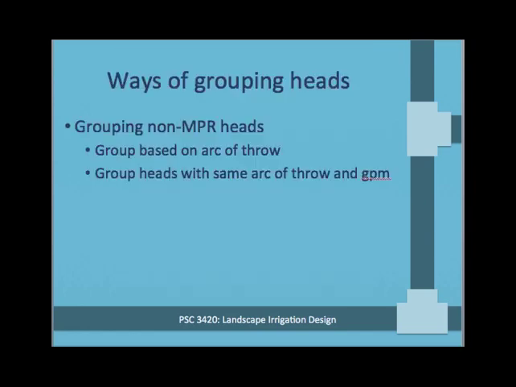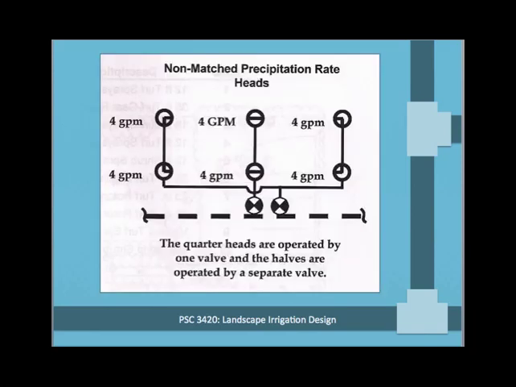Okay. Now, it's not always the case that you have matched precipitation rate heads. You might also have non-matched precipitation rate heads, in which case you have to group them based on the arc of their throw. And then what you do is you group heads with the same arc of throw and the same flow. So for example, similar kind of situation, but in this case, these quarter circle heads are putting out 4 GPM, just like the half circle heads.